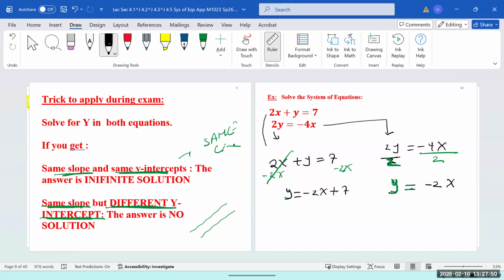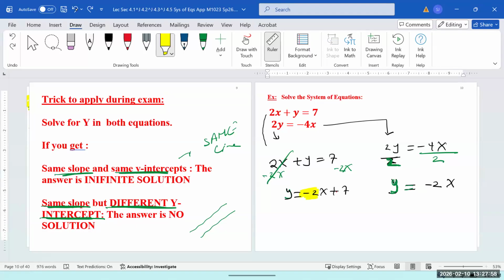Now, do we have same slope? If you observe the slope, do we have same slope? Yes, you do. How about the y-intercept? No, this one has y-intercept 7. And how about the y-intercept in this equation? 0. Anything is not here. So it's 0.